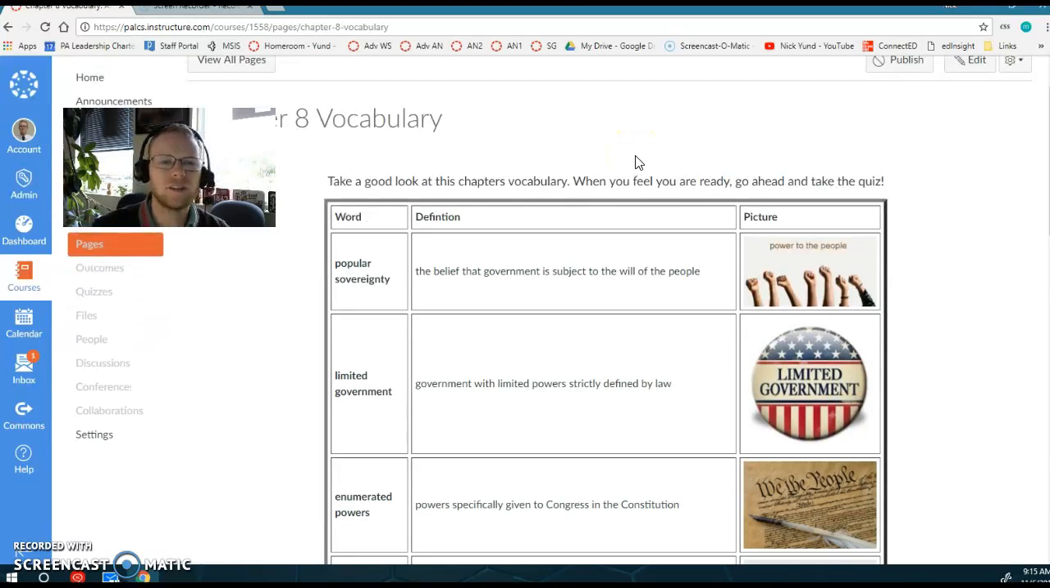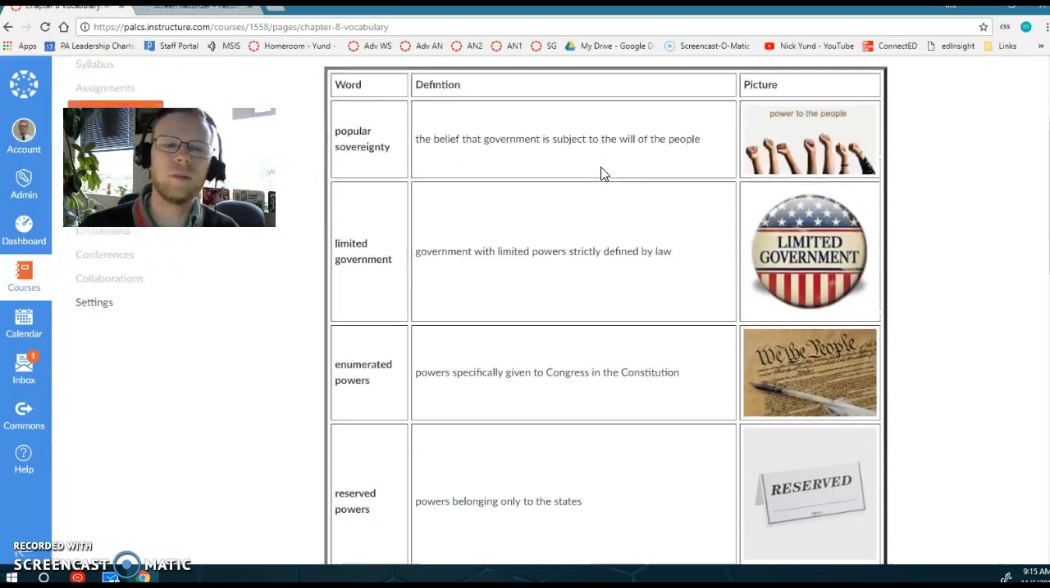So, popular sovereignty is the belief that the government is subject to the will of the people. Like when we say the government is of the people, by the people, for the people, that's because we're popular sovereignty. Limited government is government with limited powers strictly defined by the law. That one makes pretty good sense.